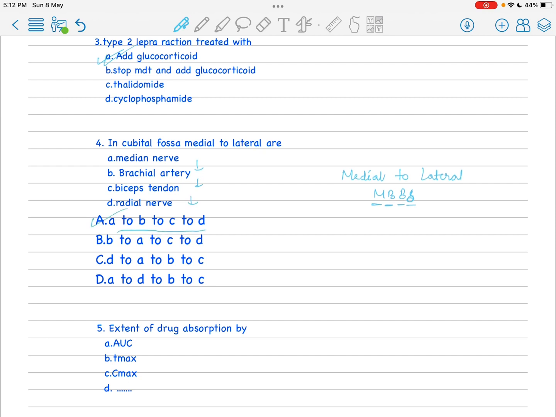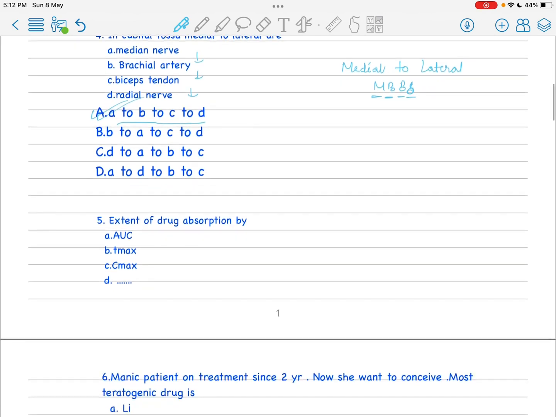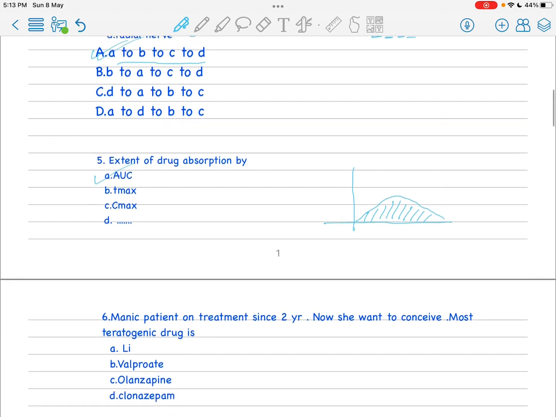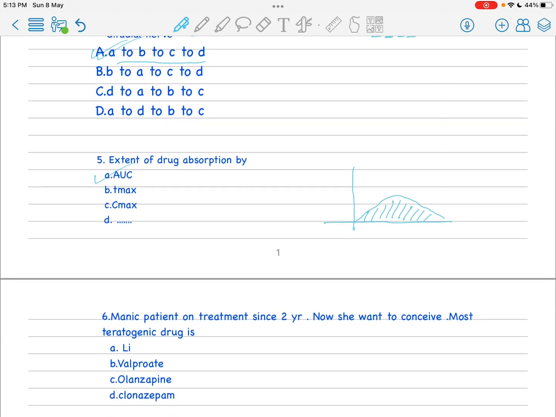Next is the extent of drug absorption, and I think this question is very important, and it is simply the area under the curve. If we draw a curve and look at the drug absorption, the area under the curve shows the total absorption. I think previously this question has been repeated, and it is a very important question.